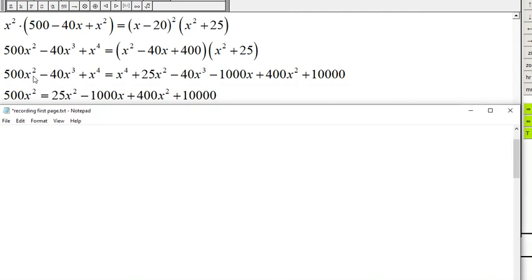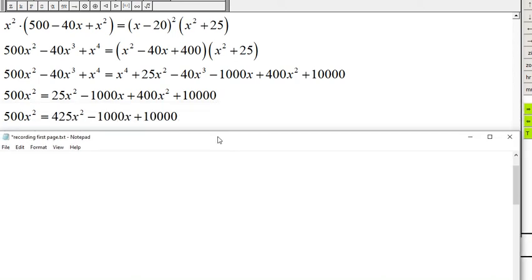On the left side, it's just the 500x squared. On the right side, this is gone, this is gone. So we have 25x squared minus 1000x plus 400x squared plus 10,000. The 25x squared and the 400x squared are like terms, so we combine them and we have 425x squared.